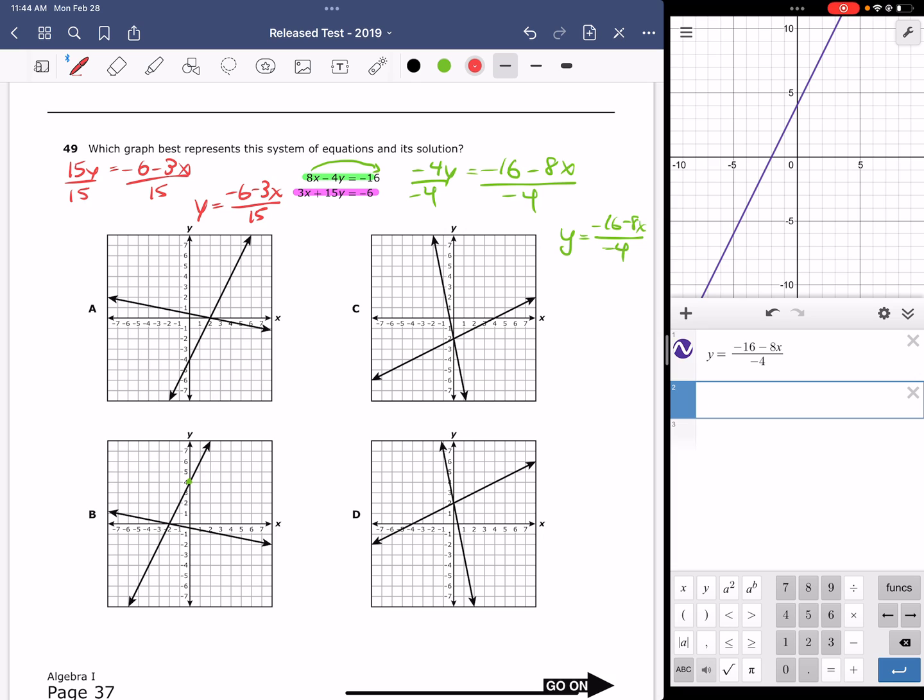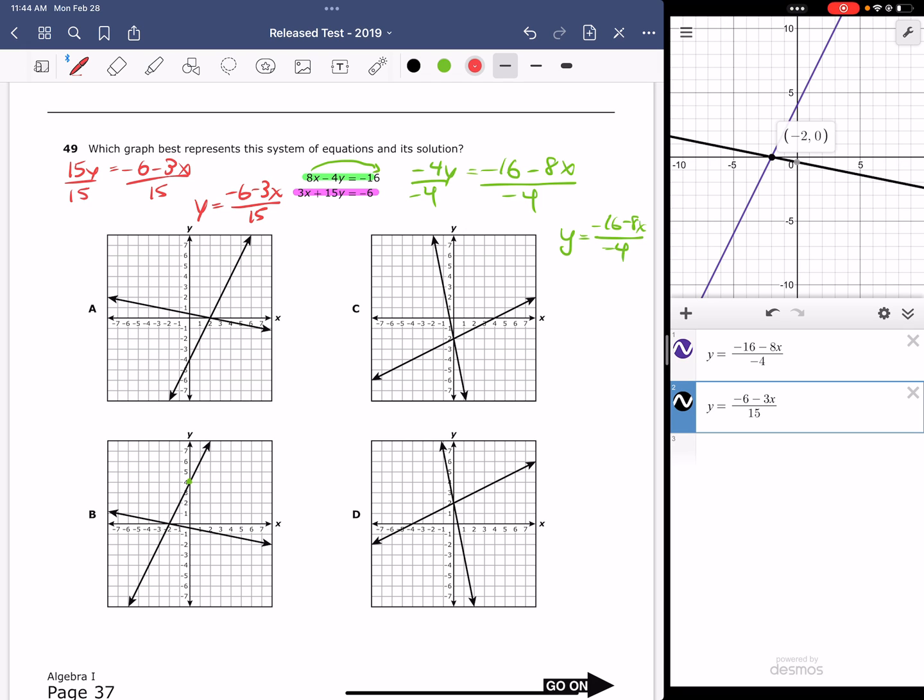Typing that into the second line in Desmos, what we should see is the other line that we see in answer choice B. Negative 6 minus 3x divided by 15. And we see that line right there that crosses at negative 2, 0, has a y-intercept just below the origin. And so we feel very confident now that letter B is the correct answer.